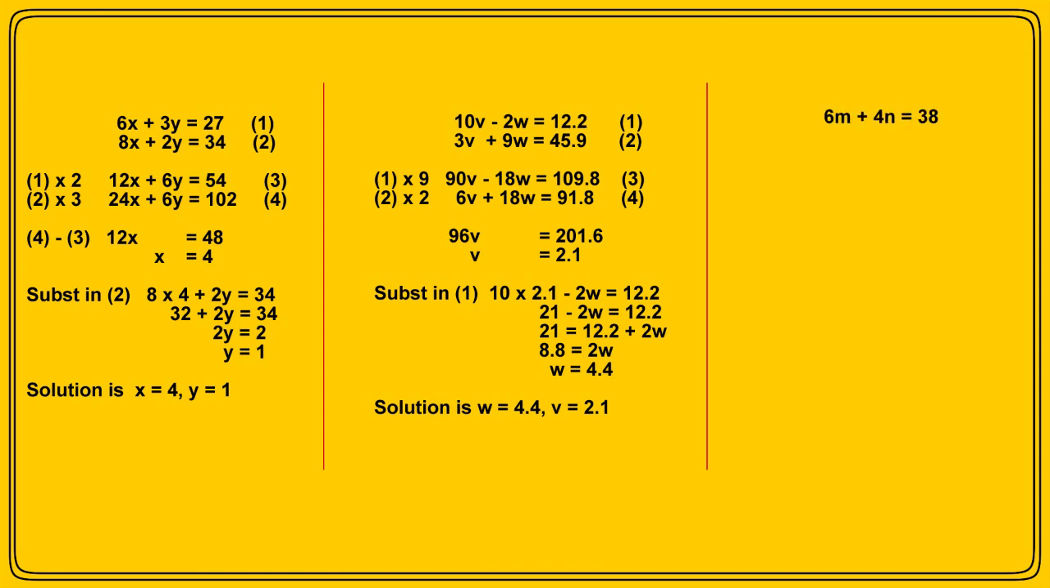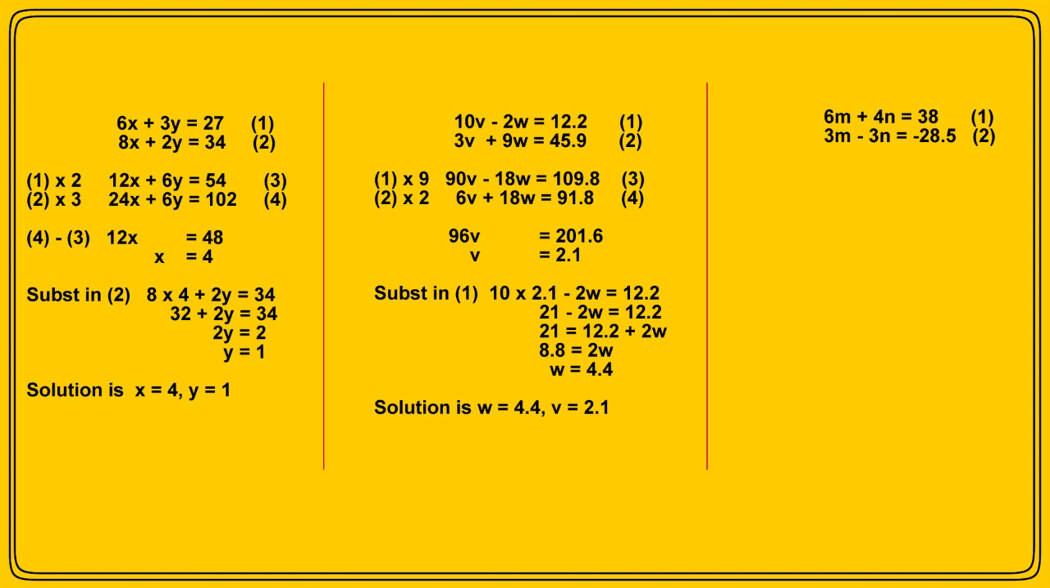6m plus 4n equals 38. Label this equation 1. 3m subtract 3n equals negative 28.5. Label this equation 2. We can immediately see that the coefficient of the m term in the first equation is exactly twice that of the m term in the second equation. This means that we don't need to multiply both equations throughout by a number. Just multiplying the second equation by 2 will do the trick, and that'll save us a bit of work.